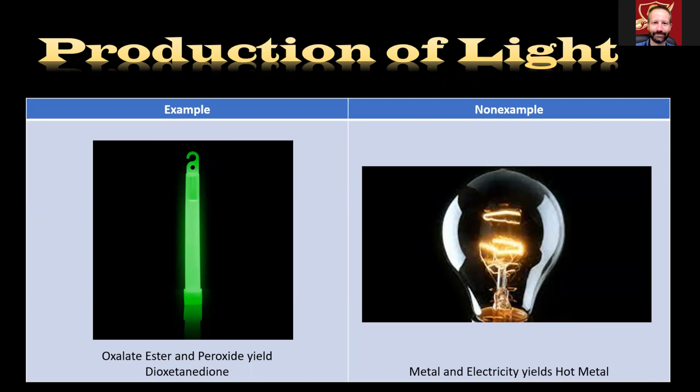If you want proof, here's the proof. We take an oxalate ester and peroxide. It's probably the peroxide that's in the glass vial, and it turns into dioxetane, something like that. Does that sound like bonds have been changed to turn that and that into that? Yeah.